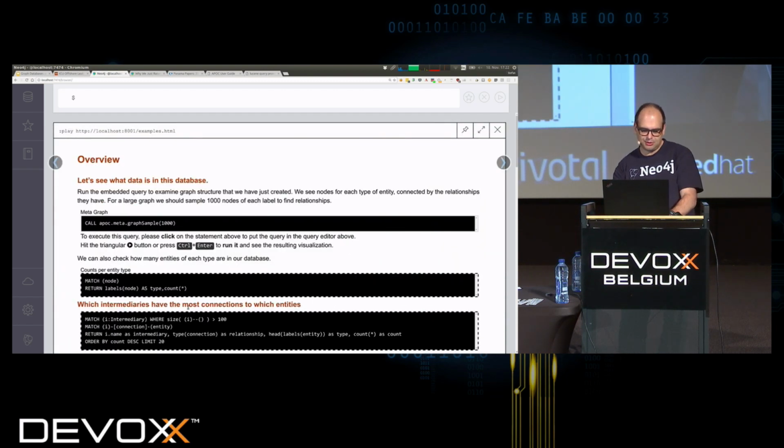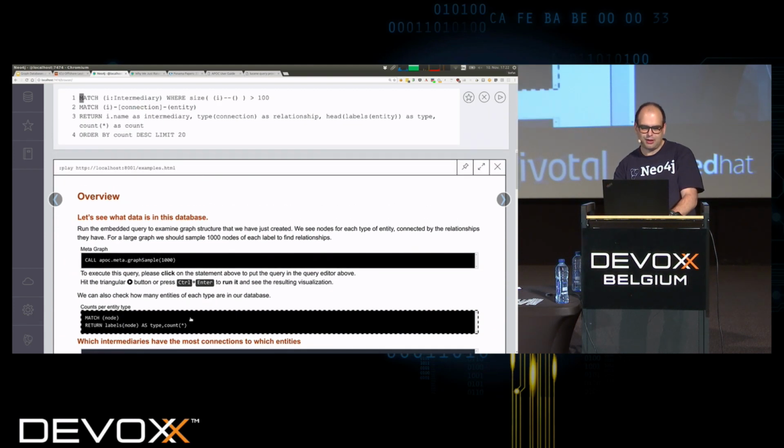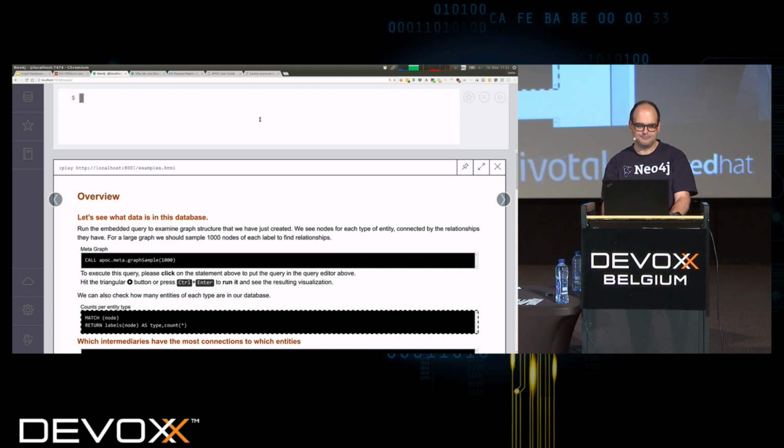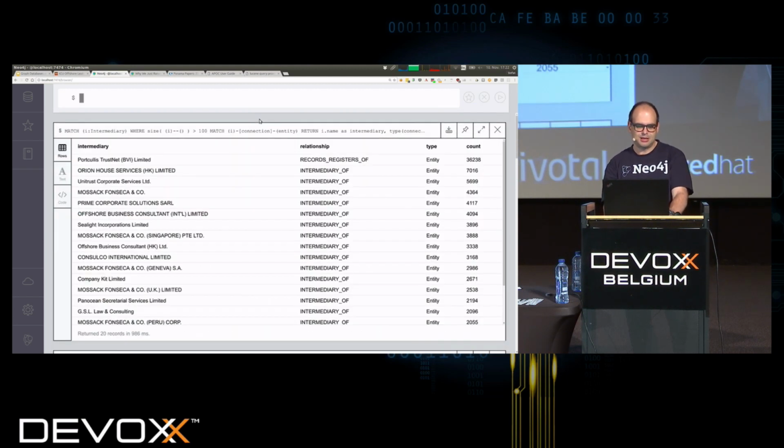Okay, let's do a query. We want to look for intermediaries which have more than 100 relationships to whatever, and filter so we see which intermediaries host the most companies. And here you see a lot of company names, and here is the famous law firm Mossack Fonseca, which was the source of the leak.